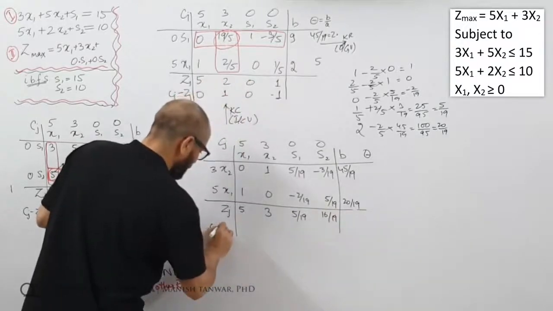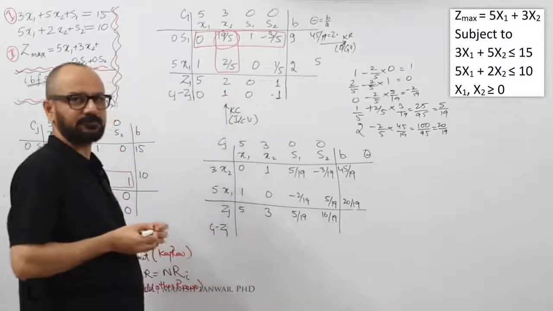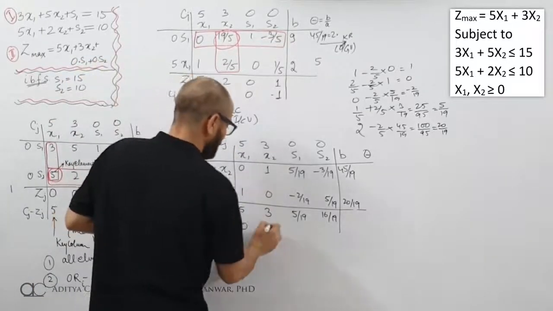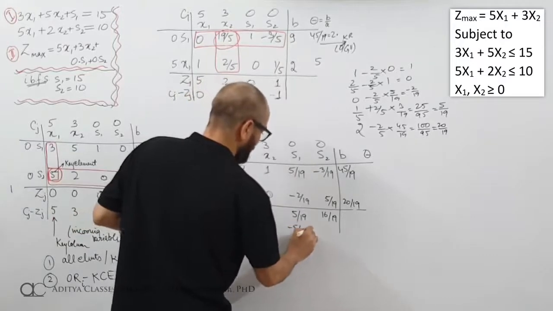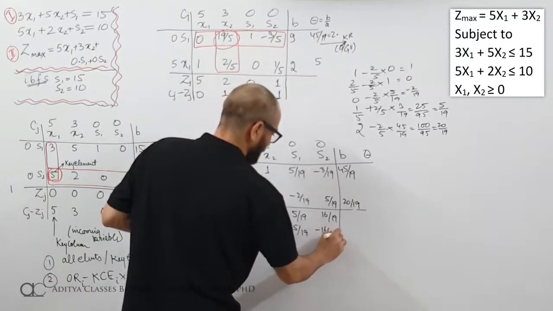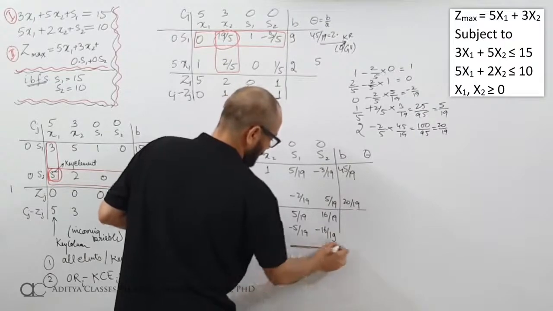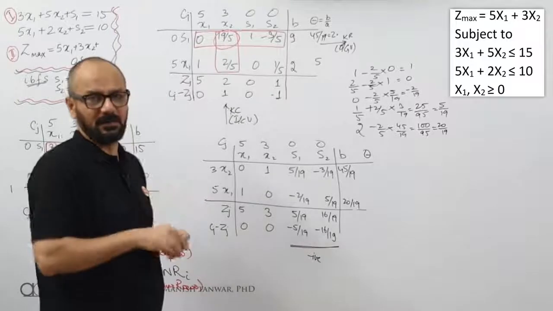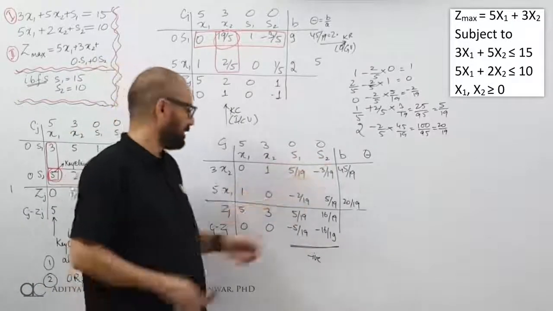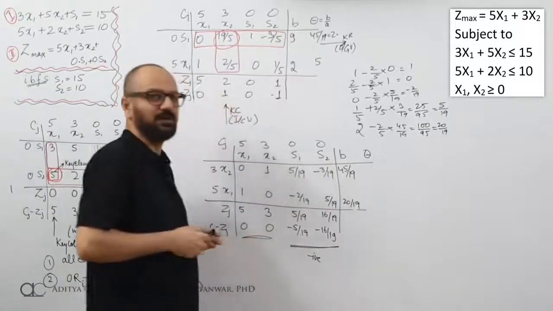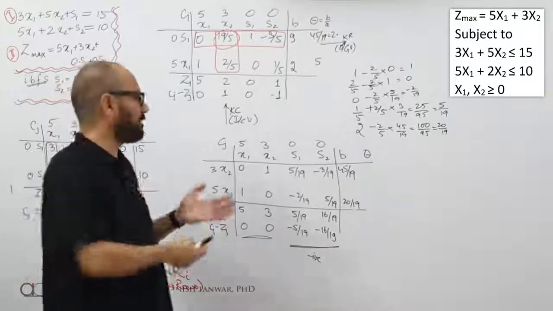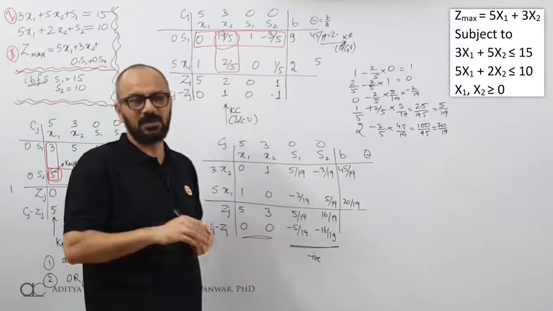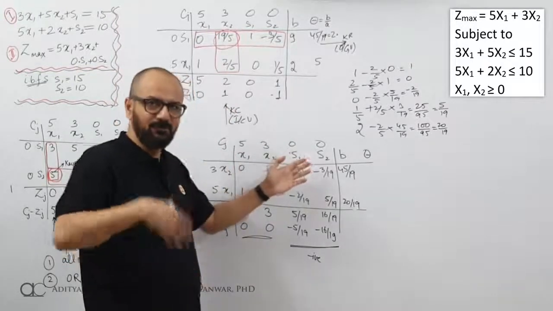Now if I find out my net evaluation row, that is Cj minus Zj: 5 minus 5 is 0, 3 minus 3 is 0, minus 5 by 19 and minus 16 by 19. So these two terms are negative, indicating that the profit will go down if I select S1 or S2. These two terms are 0, indicating that irrespective of what I do with X1 and X2, profit will remain there only. So now there is no variable which can improve upon my profit.